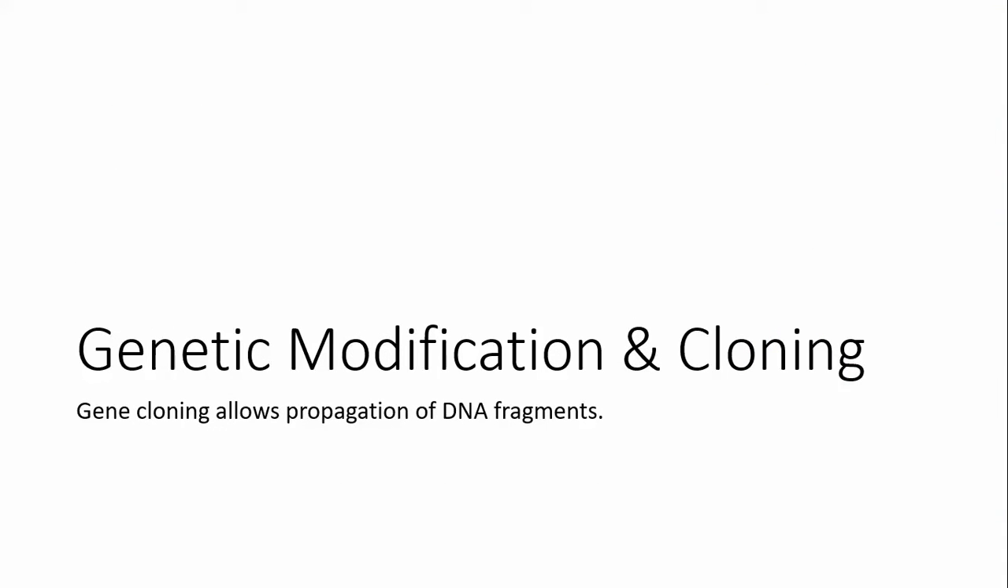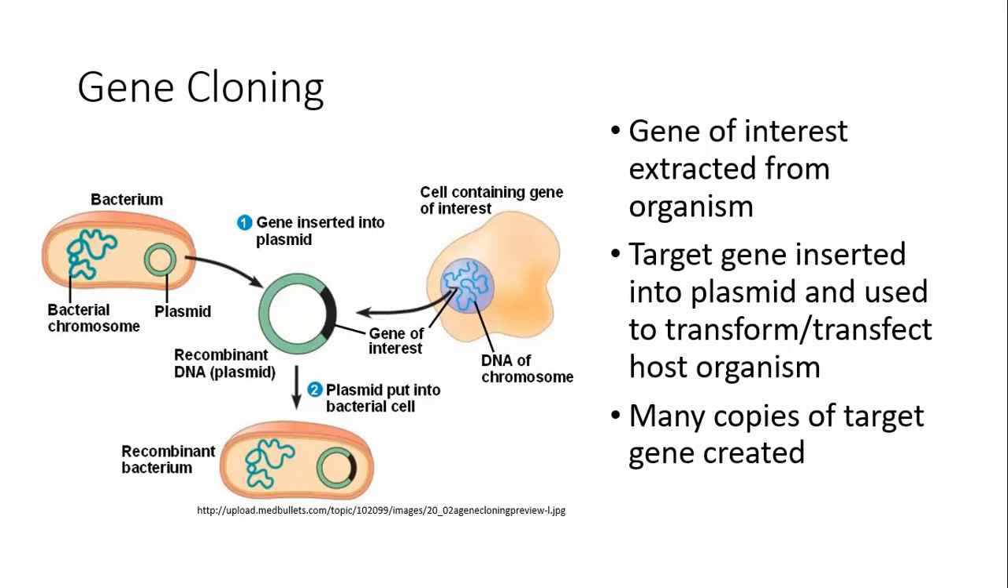Okay, so genetic modification and cloning. Gene cloning is where you take a gene of interest from whatever organism you get that gene from. Then you can take that gene, stick it into a plasmid, and use it to transform or transfect a host organism. So here we've got an obviously eukaryotic cell of some sort. How do I know that? Well, it's got a nucleus. Here's a prokaryotic cell. I know that in multiple ways. One, it's a bacterium. One, it has no nucleus.